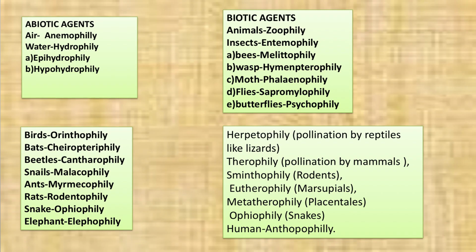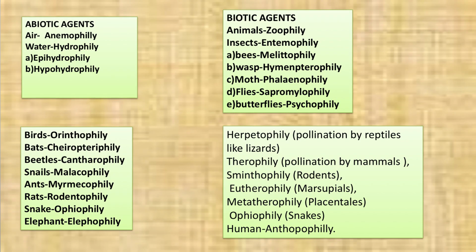And when birds are the pollinating agents, that is called ornithophily. When bats are the pollinating agents, that is called chiropterophily. Then beetles, that is called cantharophily. Snails, that is called malacophily. Then ants, that is called myrmecophily. When the pollination takes place by rats, that is called rodentophily. When the pollination takes place by snakes, that is called ophiophily.